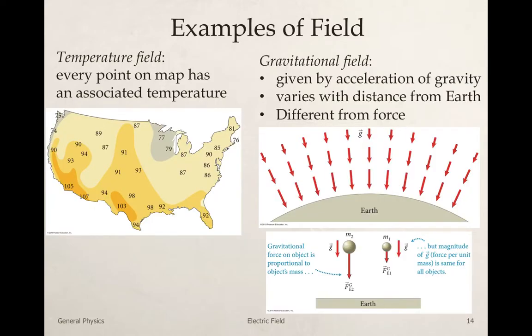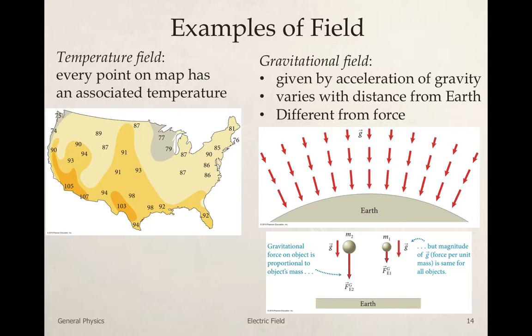Here are a few examples of fields. We can have a temperature field, where if we look at this map, every point on the map has an associated temperature or average temperature. And we can think about a field like a gravitational field. The Earth has a gravitational field that's stronger closer to the Earth and weaker farther from the Earth. And notice the direction: the field points towards the Earth.